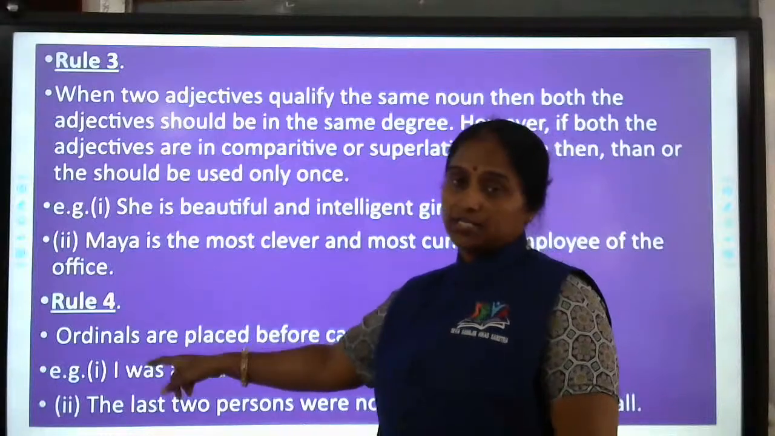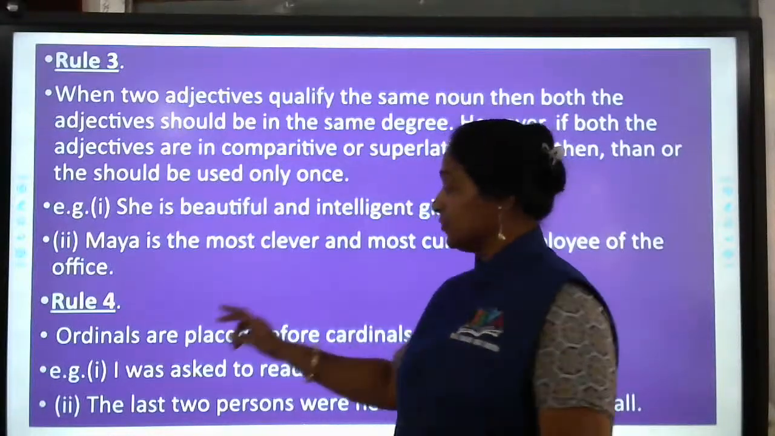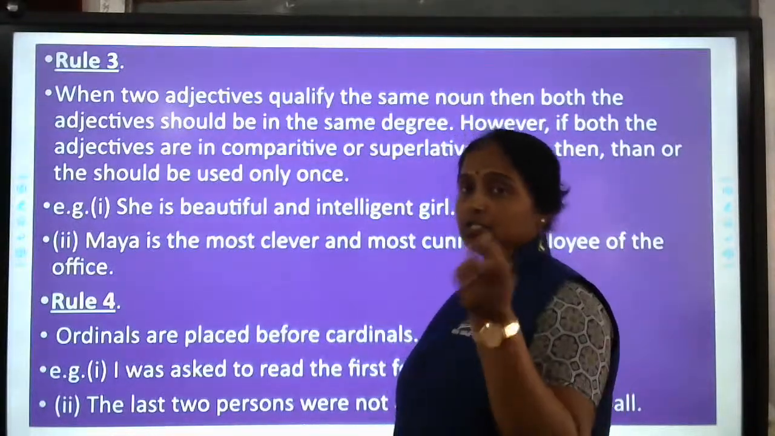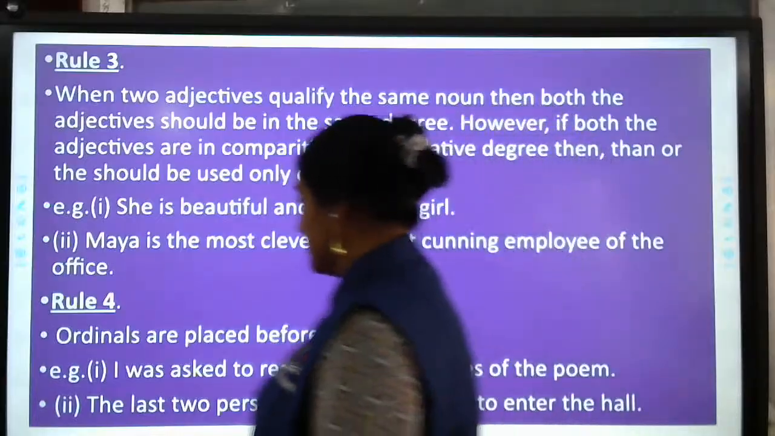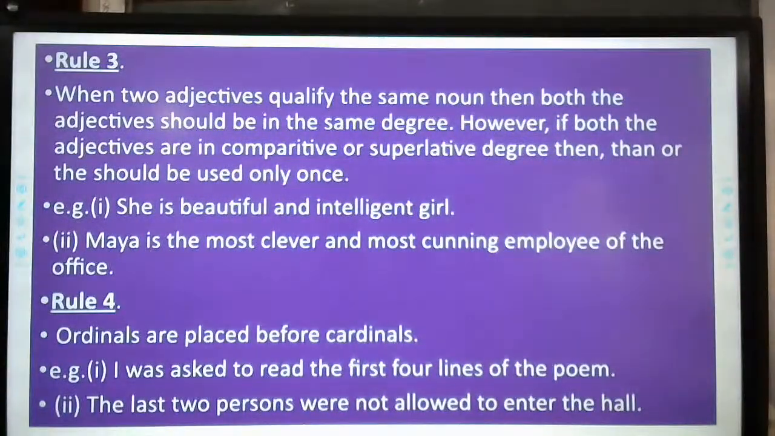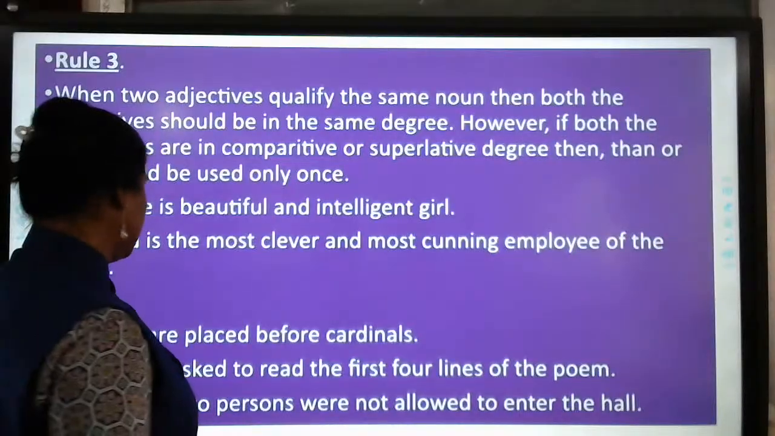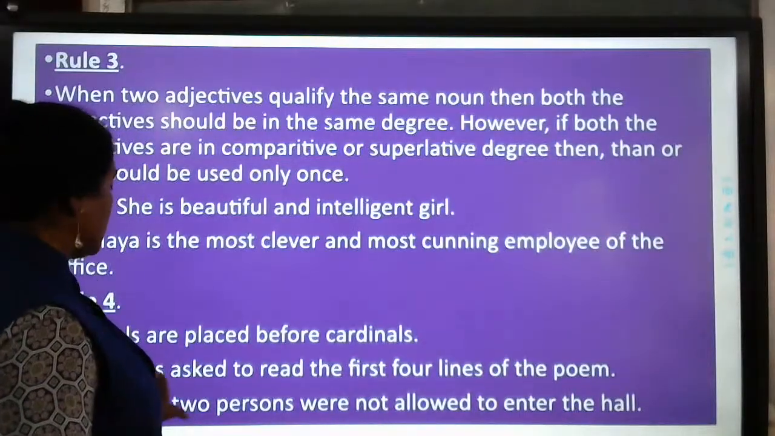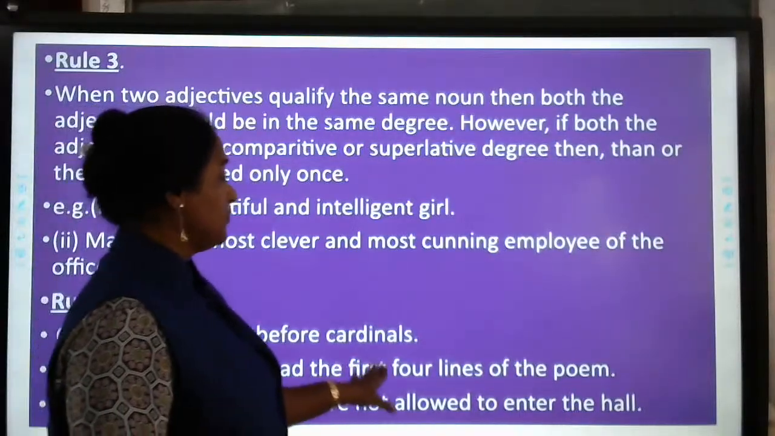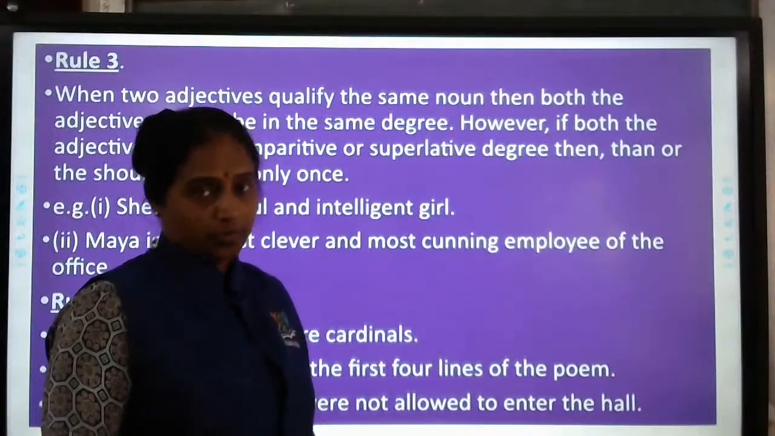Now, in one sentence, if both these numbers are there, then you must use the ordinal number before the cardinal number. So what you are required to do here? You have to use ordinal numbers first and then cardinal numbers. For example, I have asked to read the first four lines of the poem.